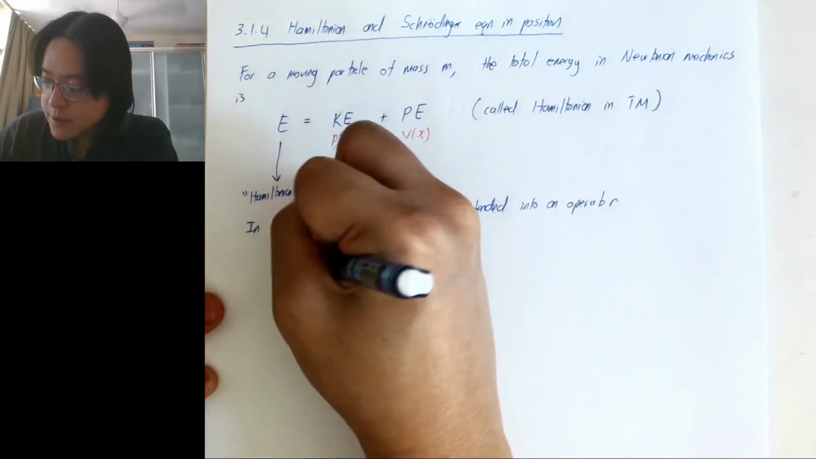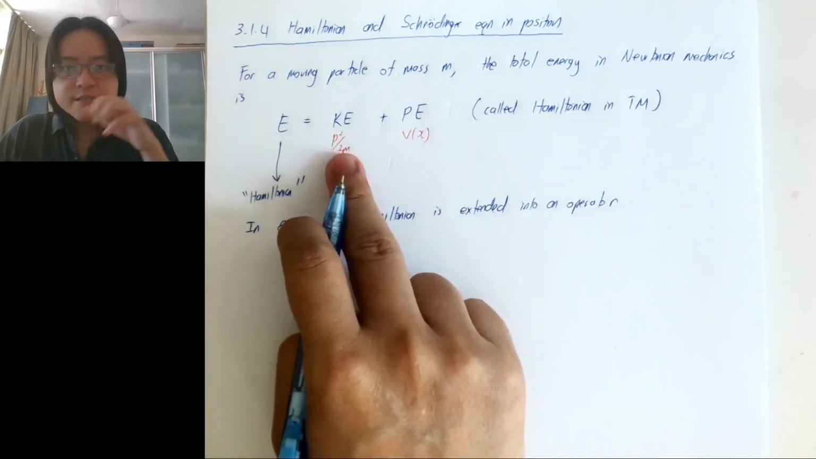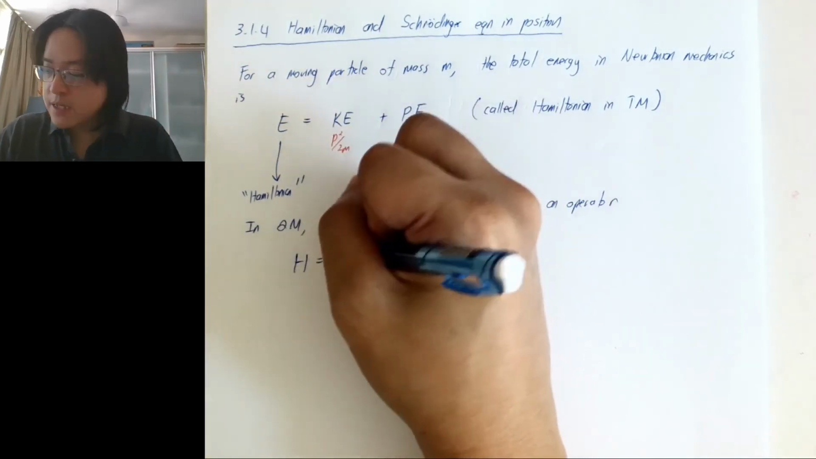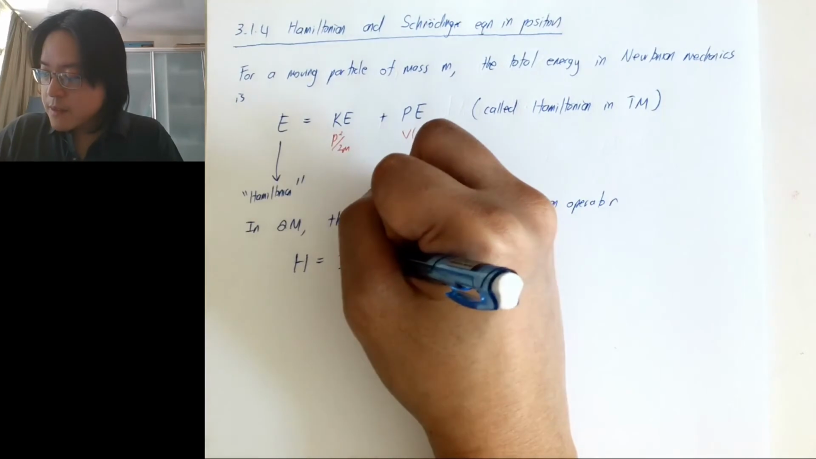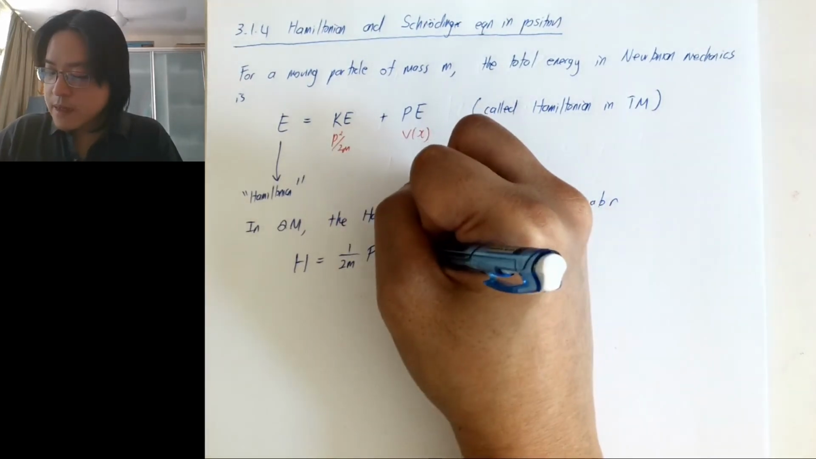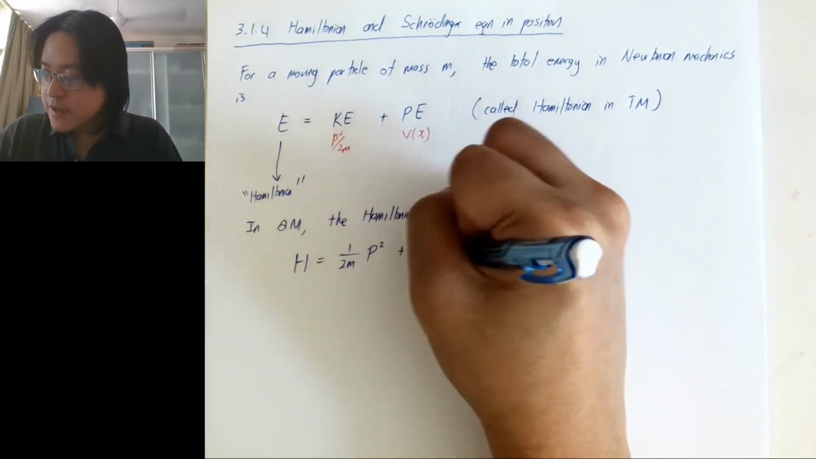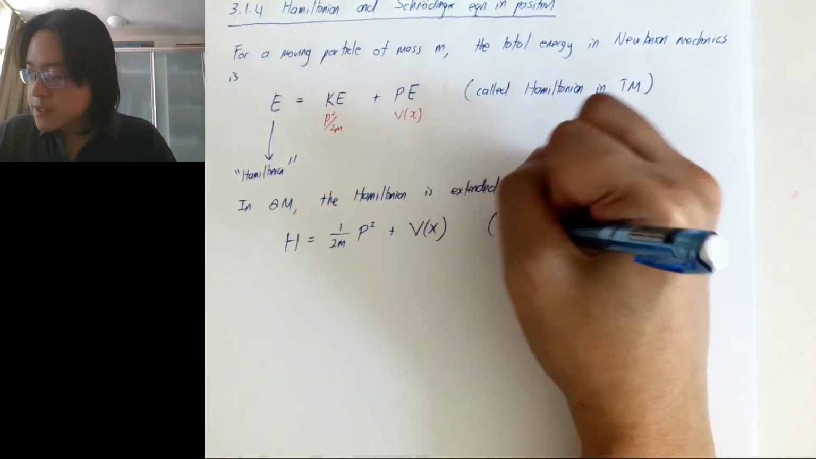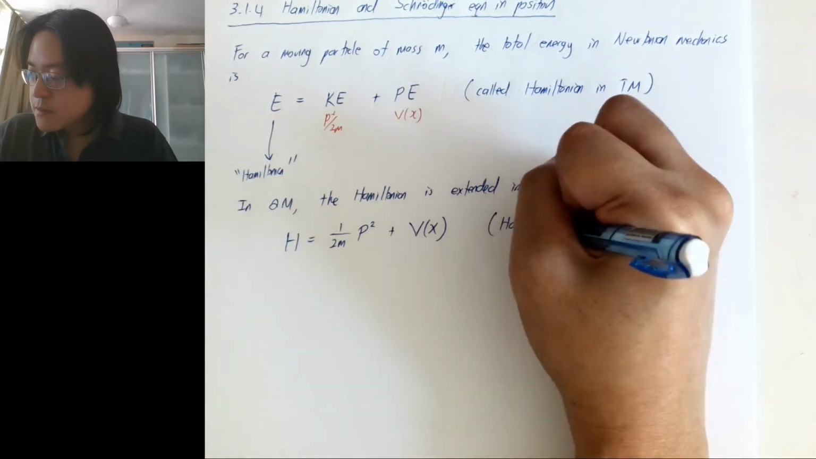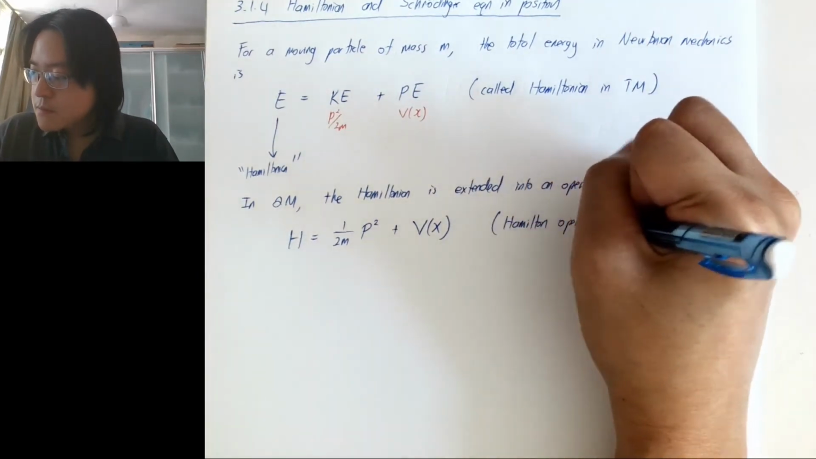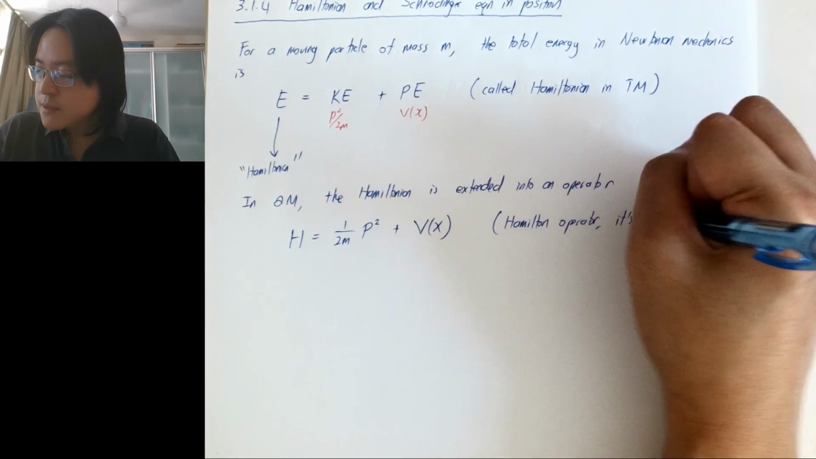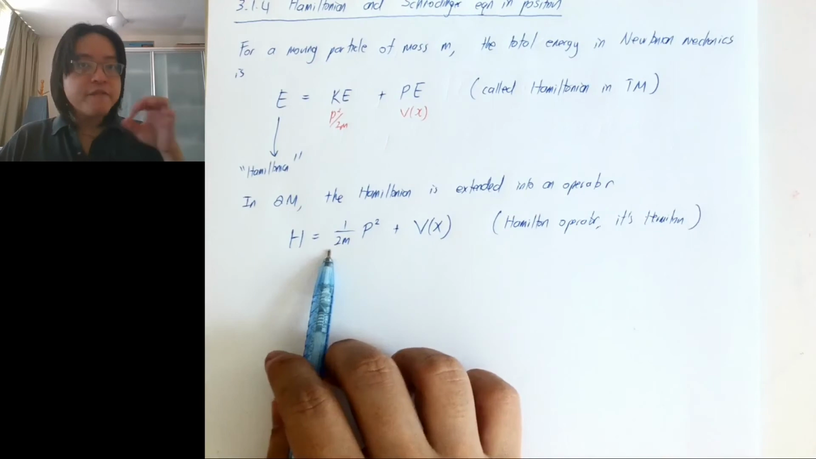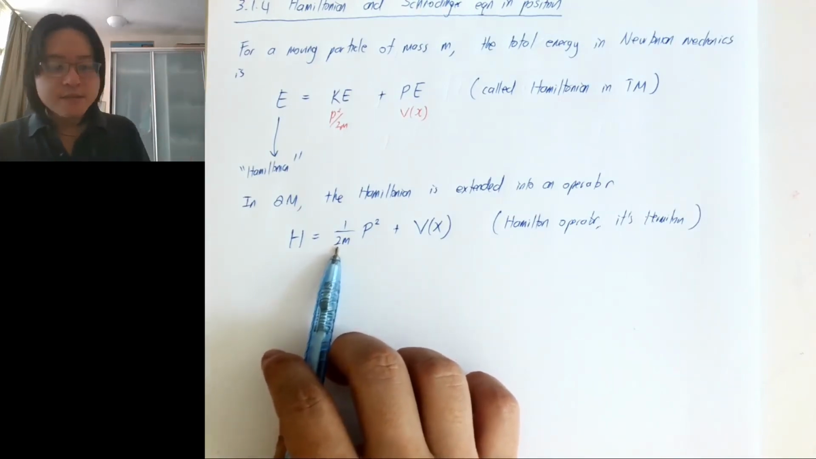So the Hamiltonian operator is basically just the kinetic energy operator plus the potential energy operator. So it is 1 over 2m, and then the momentum squared, and then plus the operator function. It will be a function of your position operator, and we call this the Hamilton operator. It is Hermitian, because this will give us the total energy of the system.